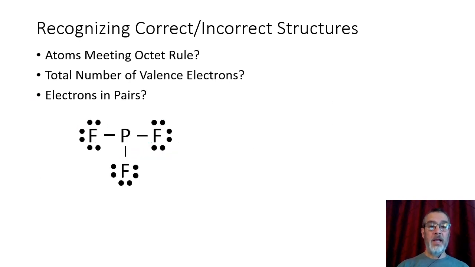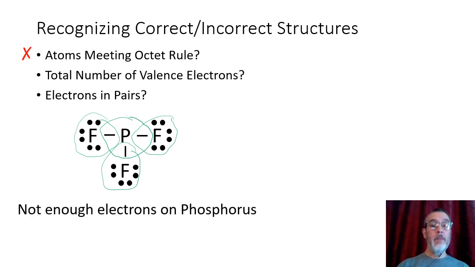Our next example has phosphorus with 3 fluorines. So the first question is, are the atoms meeting the octet rule? Well, if I look at each of the fluorines, they have 2, 4, 6 electrons spread around them in 3 pairs, and then each fluorine also has a bond. So this fluorine would count as a total of 8 electrons. This fluorine has 8 electrons. This fluorine has 8 electrons, so all of that is good. But if I look at the phosphorus, then the phosphorus only has 2, 4, 6 electrons. So this means that I have not met the octet rule because there's not enough electrons on that central phosphorus.